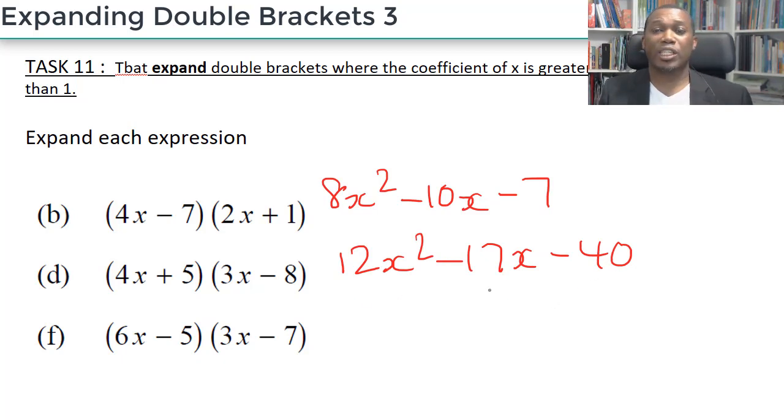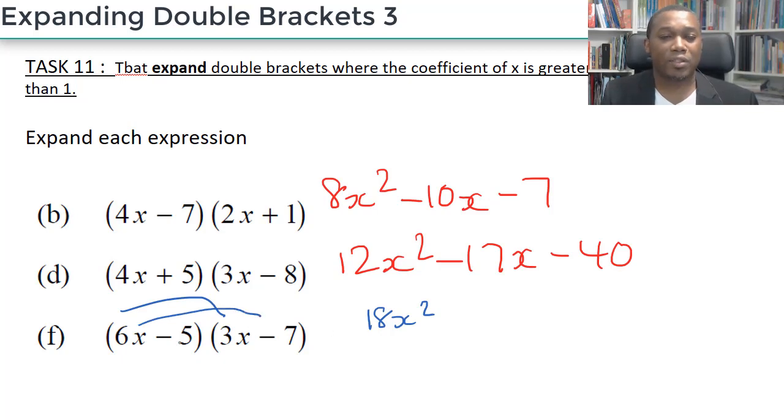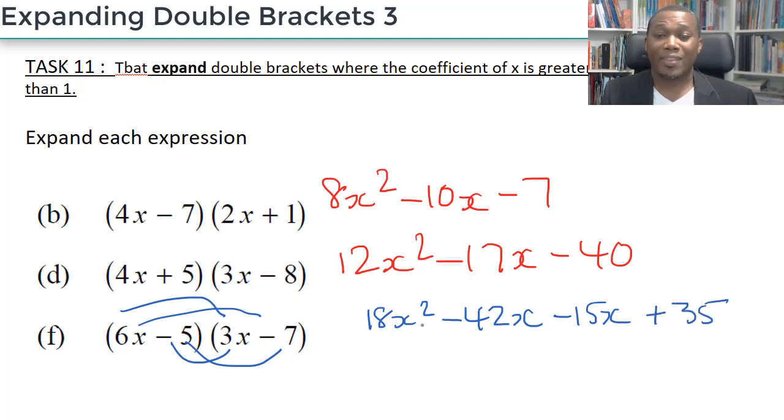And for F, what do you have for F? Let's see if you have the steps that I have. I would have done 6x times 3x to get 18x squared. Then 6x times minus 7. 7 6s are 42, so minus 42x. Then minus 5 times 3x, so minus 15x. And then minus 5 times minus 7. The minus and the minus make a plus, so plus 35. That will be my first line from my expansion.